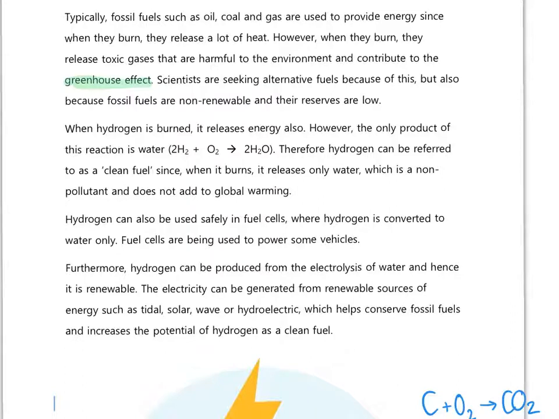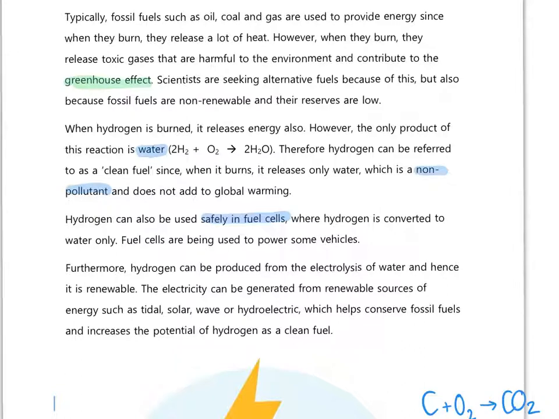So first of all, an advantage of it is that the only product of the reaction of hydrogen with oxygen when we burn hydrogen is water, which is a non-pollutant. So the only product is water, which is a non-pollutant and doesn't add to global warming. And hydrogen can also be used safely in fuel cells, where hydrogen is converted to water only. And fuel cells are starting to be used to power some vehicles.